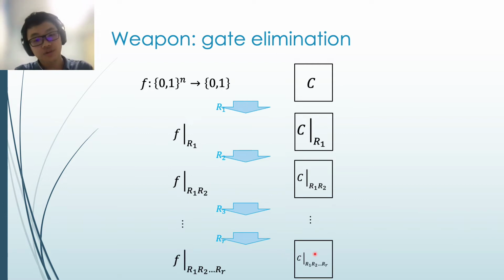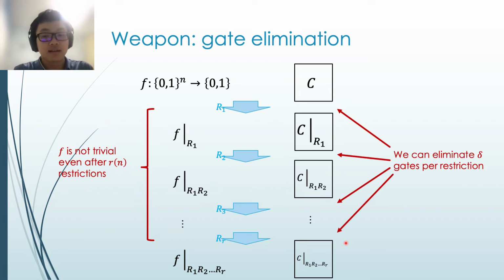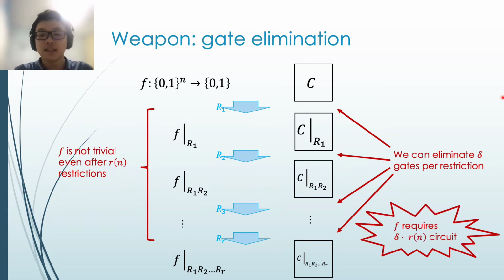We argue two things. First, f final is still not a constant after all these r restrictions. Second, at each such restriction, we can always somehow eliminate at least delta gates from the circuit. That is, for example, the circuit C restricted to R1 is at least delta smaller than the original circuit C. If we can prove these two statements, then we can directly imply that f requires delta times r gates.